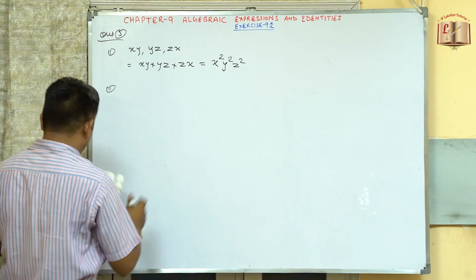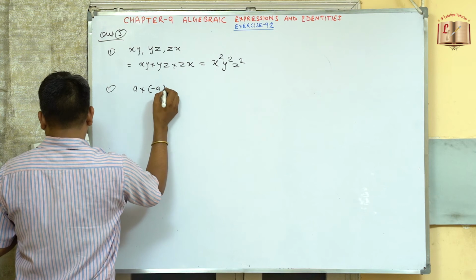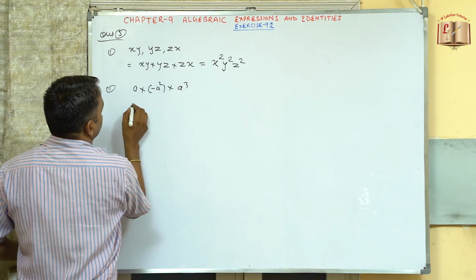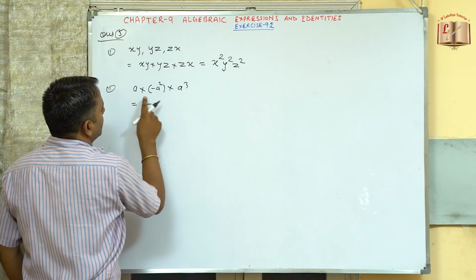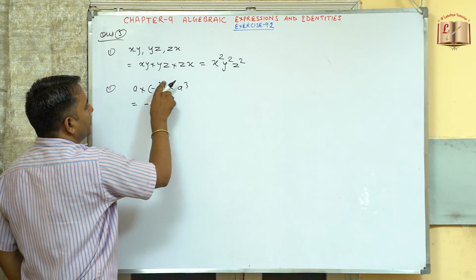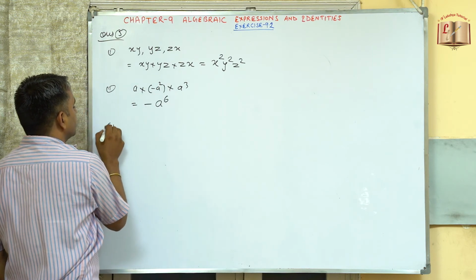Coming to the second part, this is a into minus a square into a cube. So this will be minus a, all the powers will be added up. So this is 3 plus 2 is 5, plus 1 is 6. So this is minus a to the power 6.